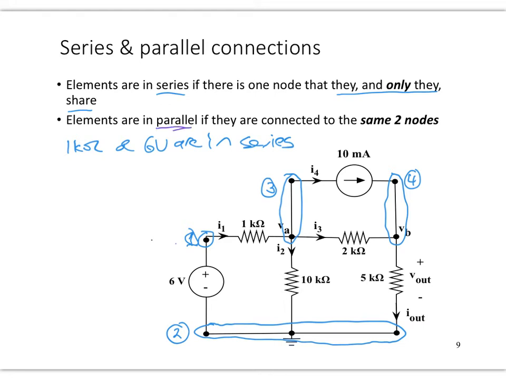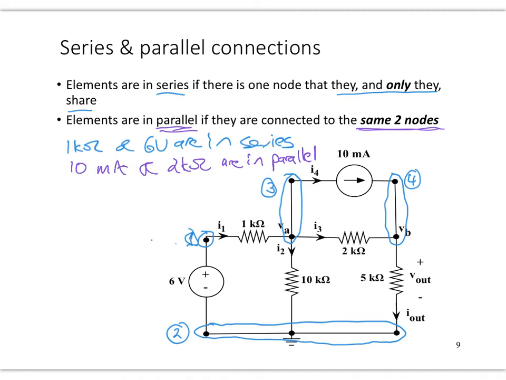Elements are in parallel if two or more elements are connected to the same two nodes. So in this circuit, we can see that the 10 milliamp source and the 2 kilo ohm resistor are both connected to nodes 3 and 4. So the 10 milliamp source and the 2 kilo ohm resistor are connected in parallel.